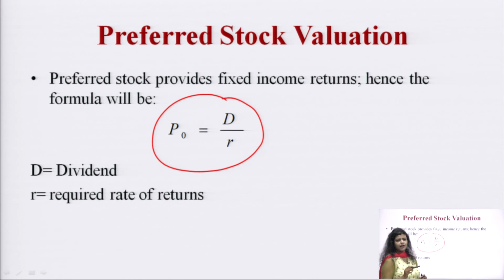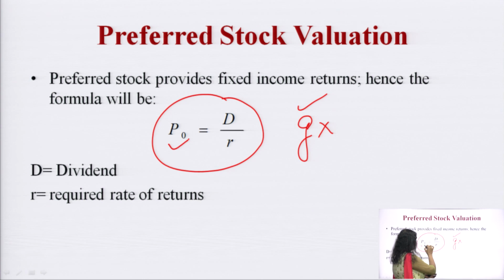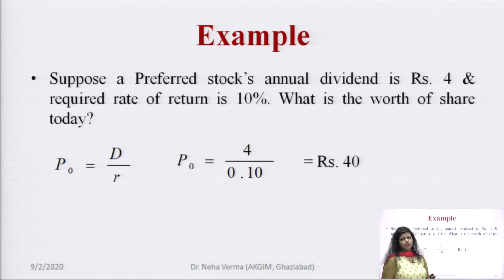Now D divided by R, because here the factor G is not considered, that is, growth rate is not considered in the preference share valuation, and you already know the reason: preference shares are fixed income securities, that is, the dividends on preference shares are fixed, and that is why growth rate has no meaning in preference share valuation. So the formula is very, very simple. The P0, which is the intrinsic value, is dividend divided by the required rate of return. By using this formula, you can calculate the preference share valuation.